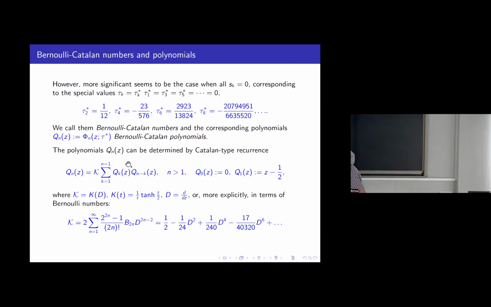So here, at least originally, this is a Catalan relation. It would be simple, but there is this K, right? Which is, as I said, expressed in terms of Bernoulli numbers, right? But in principle, if you know already the Bernoulli numbers, then you can find Qn of Z, and then you can take values at 0, half of this. That would be Bernoulli numbers, values at 0.